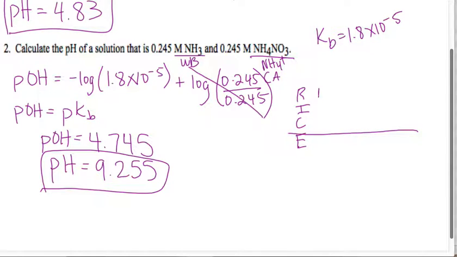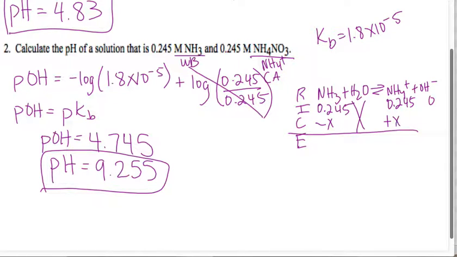So if we were going to do a RICE table, we would always take the weak acid or base and add it to water. That's always the rule. And we'd make NH4+ and OH-. We have a concentration here of 0.245, 0.245, because that's what we have, and 0, minus X, and plus X. And so we get 0.245 minus X, trumps that, 0.245 plus X, trumps that, and X.